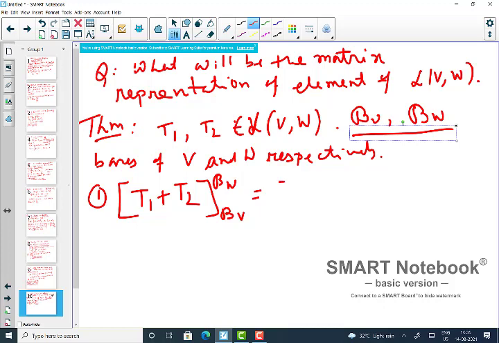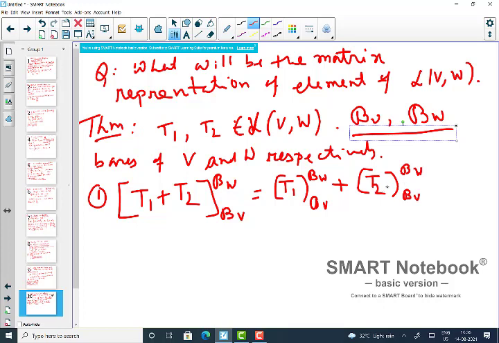So what does that mean? We find the matrix representation of T1, which you already know, and then add the matrix representation of T2, which you also already know, and done. Then the addition will be this addition of matrices.